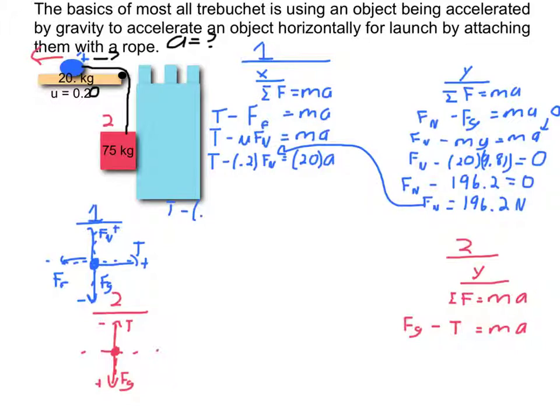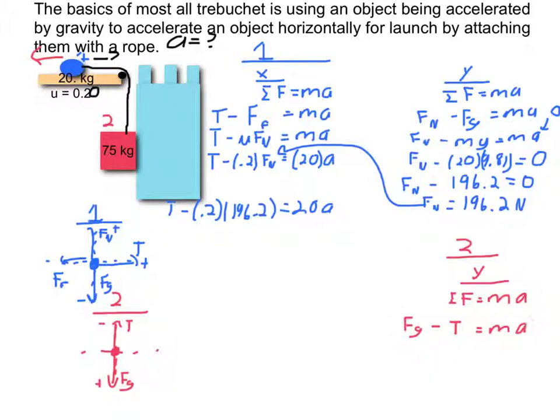T minus 0.2 times 196.2 equals 20A. Well, that's great. So now I have dealt with normal force, but I still have a problem. To solve for A, I need to know what the tension is. And there's really only one other spot left to go get that, right?